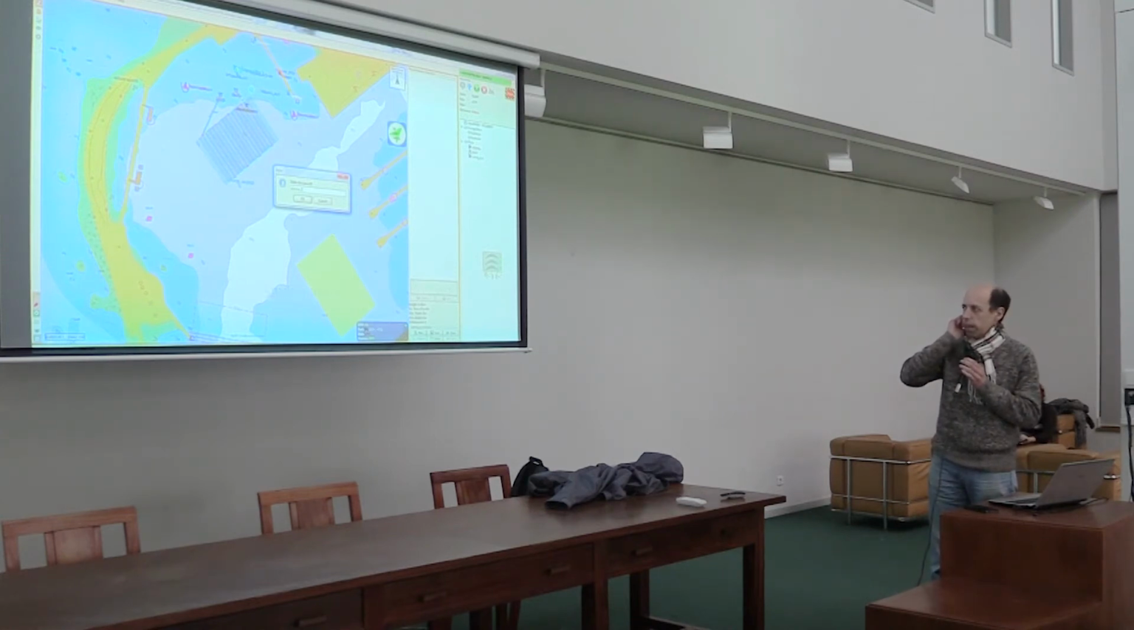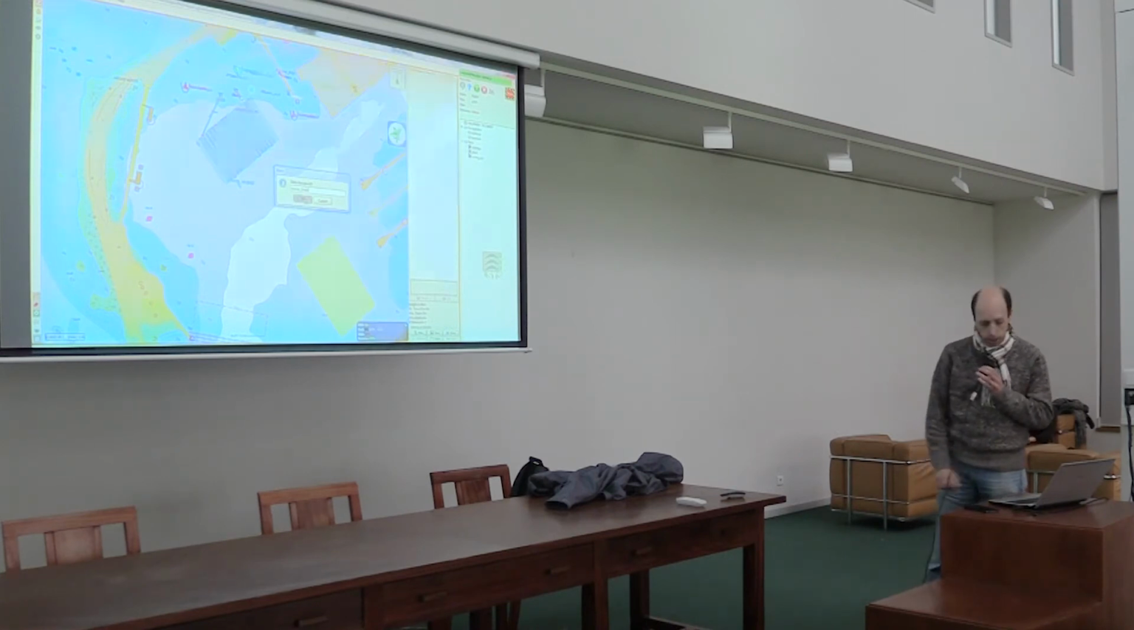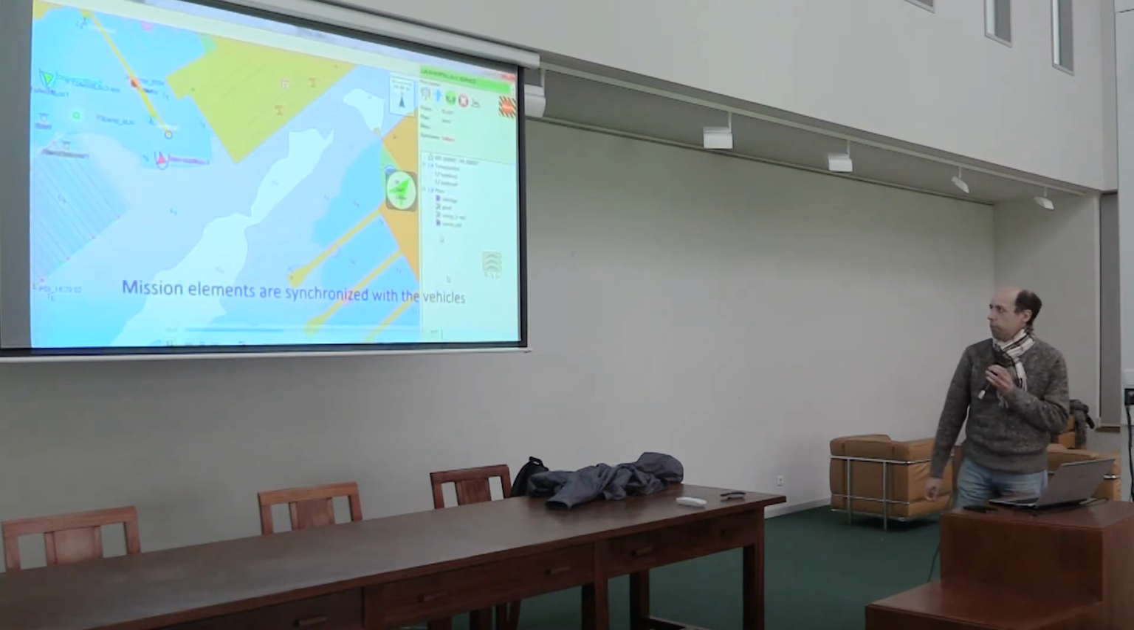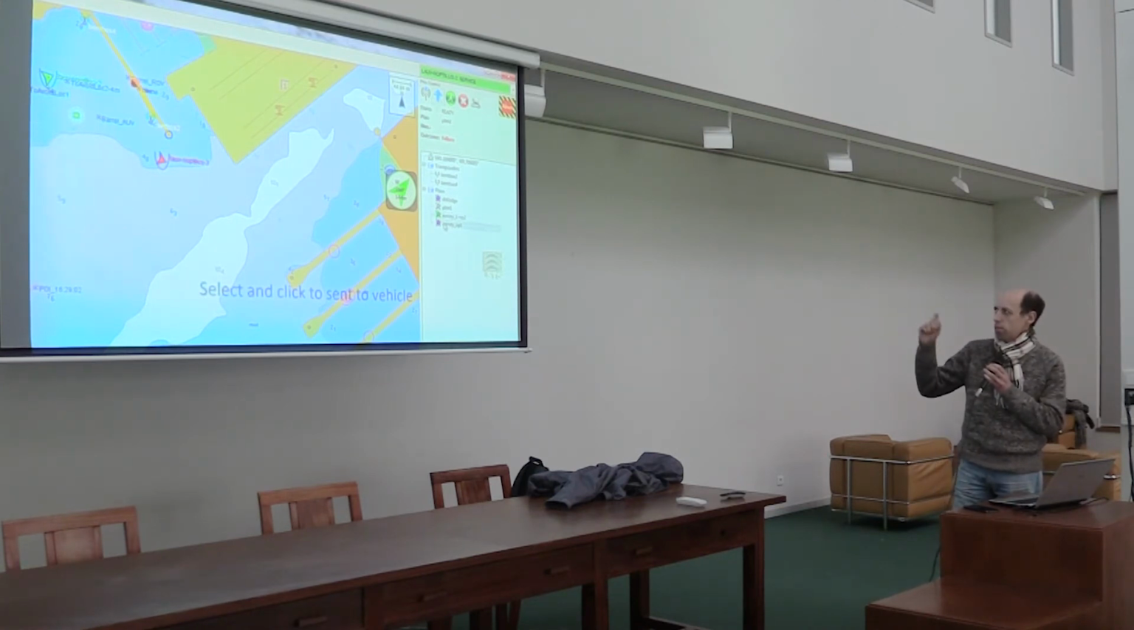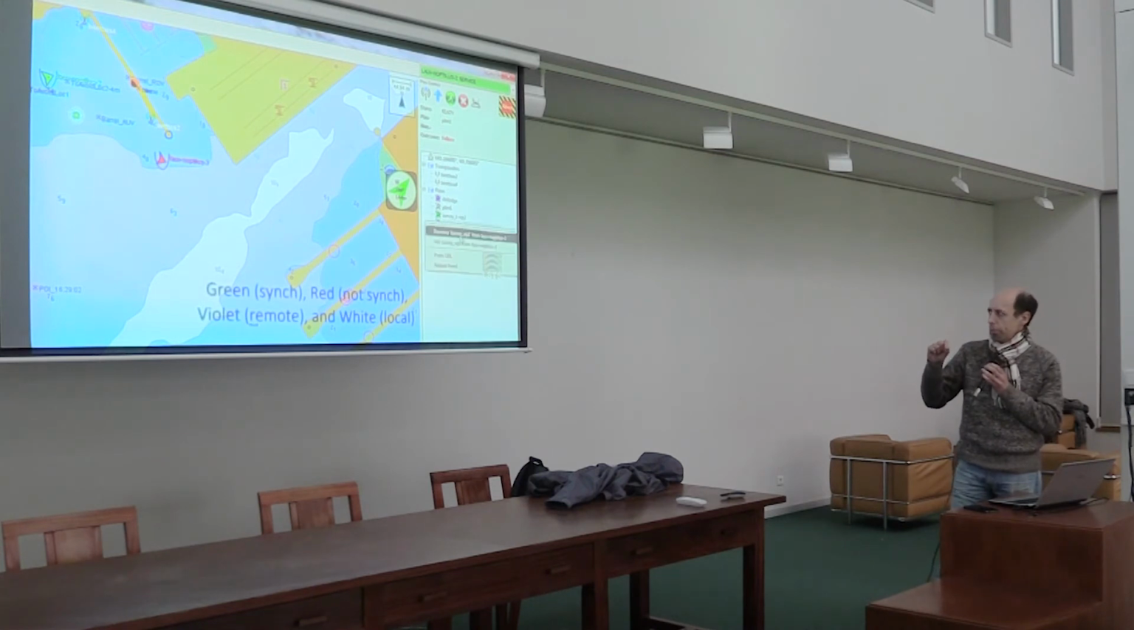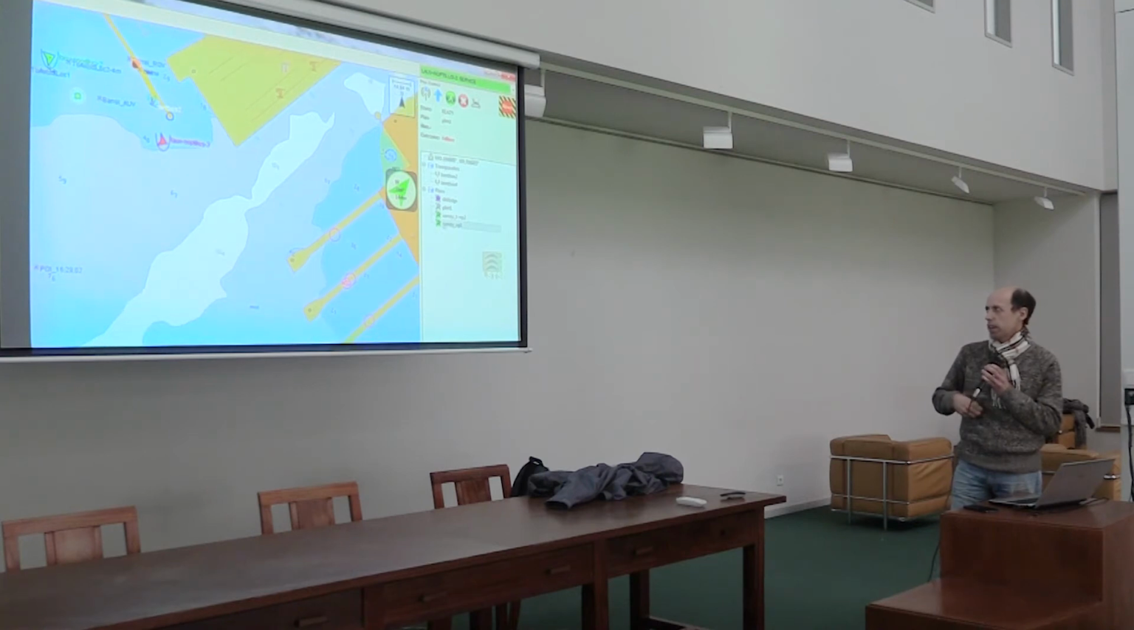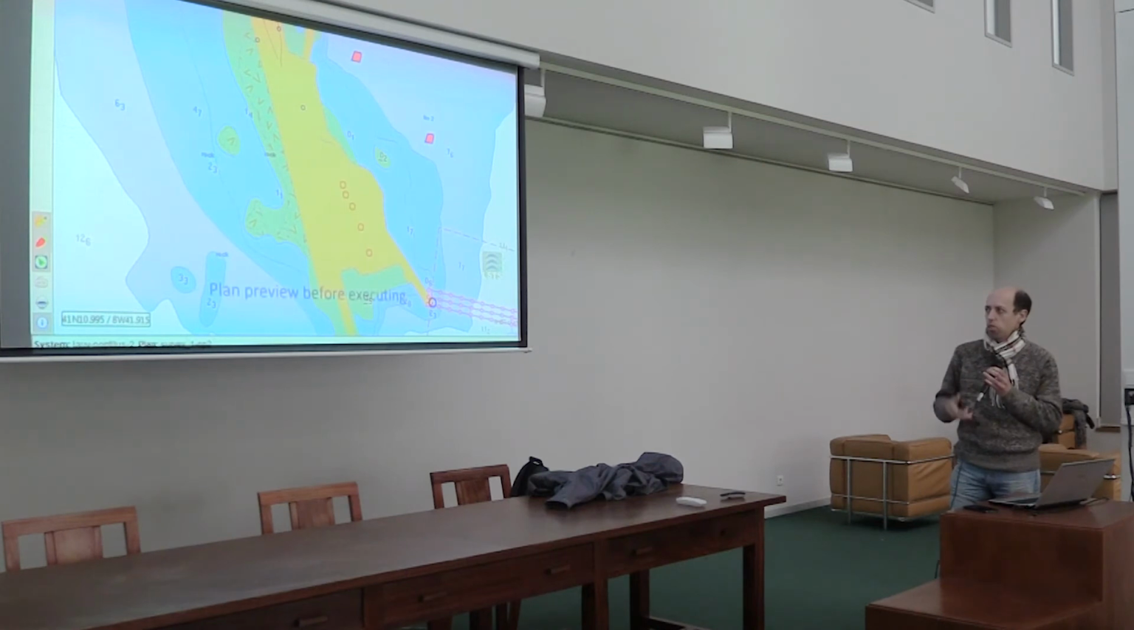And once you get this saved, you will see here on the tree, on this side, that you have a set of plans that you can send to the vehicle. In this case, you just sent it, so it's green, which means that the same plan is also on the vehicle and on your side. If it is red, it means that there is some difference in the plans. And if it's purple, it means that only the vehicle has it, which you can download from the vehicle to you.